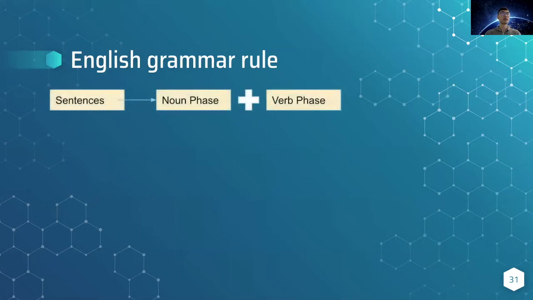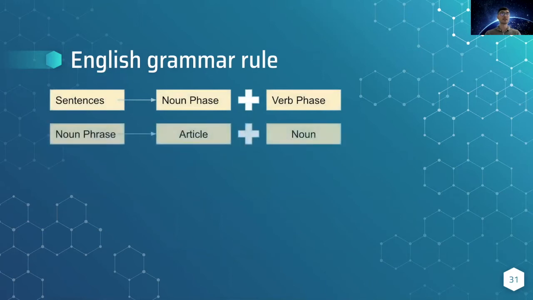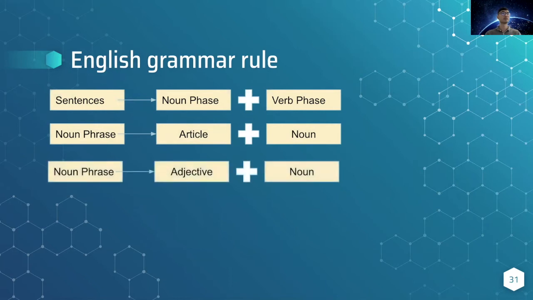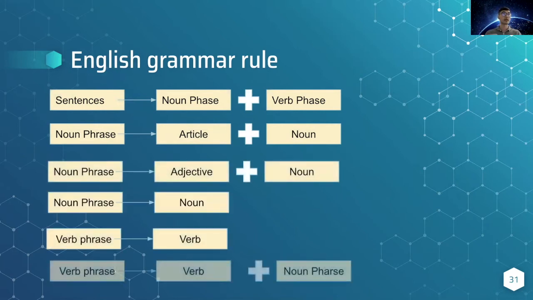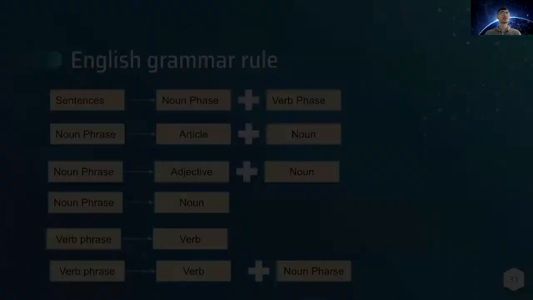For example, we have the sentence, which can be parsed into the noun phrase and verb phrase. The noun phrase can be parsed into the article and noun. And so on, we have more grammar rules, which act like the patterns in English.